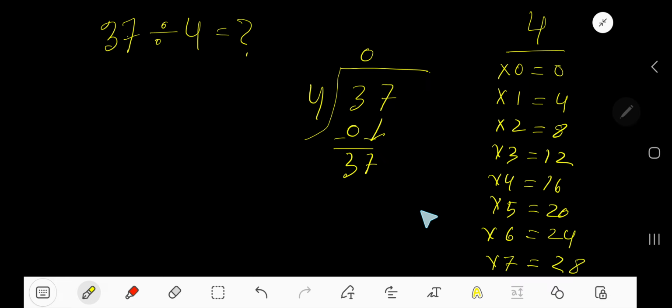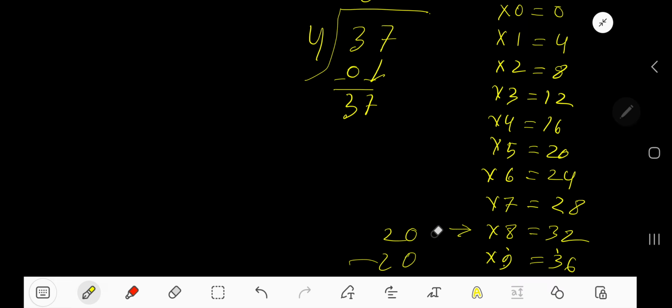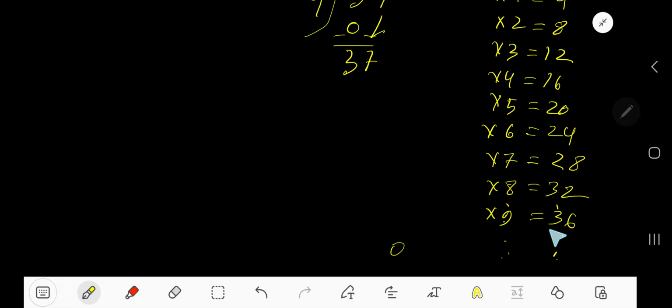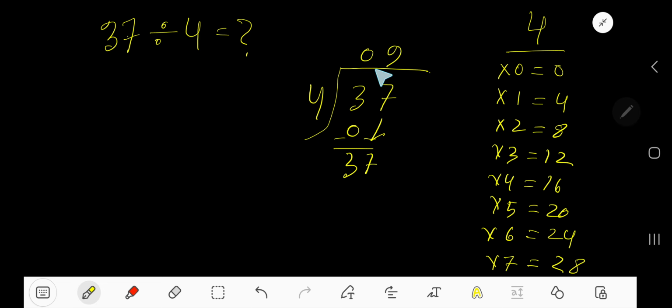4 goes into 37 how many times? Look, 9 times 4 is 36, 10 times 4 is 40. 40 is greater, so we need to consider 9 times 4, which is 36. Subtract, the remainder is 1. So our answer is 09, which means 9, remainder 1.